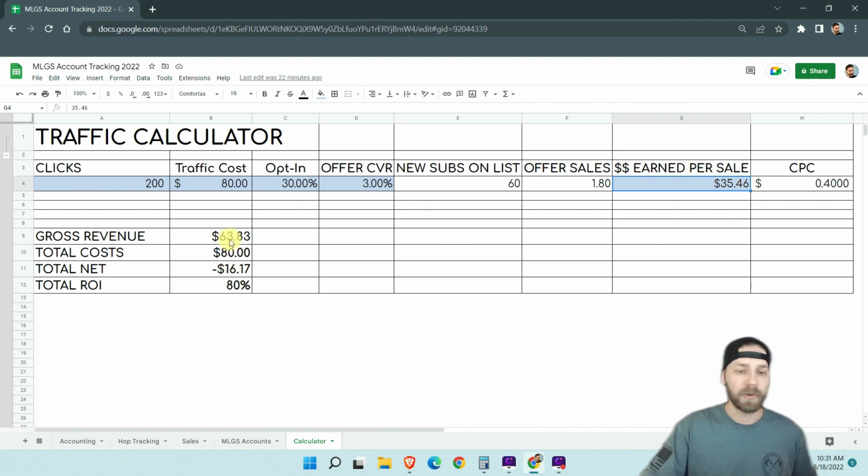So your gross revenue, if you were to run this based on these values, would mean that you would probably get 1.8 sales, and you would actually earn $63.83. Your total cost would be $80. So that means your return on investment would be 80%. So you haven't even earned back your total investment. So your total profit loss would be negative $16.17.